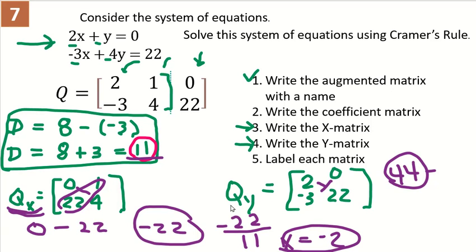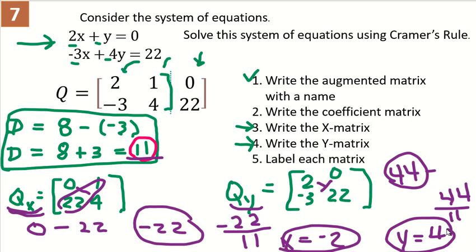To find our Y, we take our Y matrix. The determinant of that was 44. We put that over the determinant of our coefficient matrix, which was 11, and Y is equal to 4. Okay, so our solution is (-2, 4).